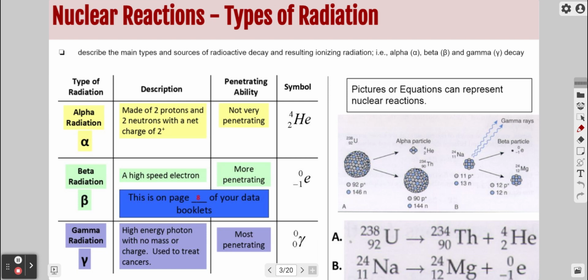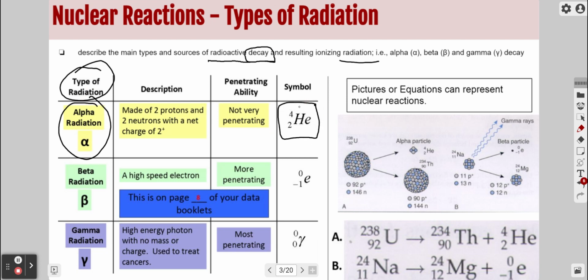So before we start really digging into nuclear reactions, we need to understand the types of radiation that can be produced with radioactive decay. We have three types of radiation that you need to understand and use. We got alpha. There's your little symbol for it. It basically looks like helium. Well, it is helium, and it's not very penetrating. It's actually quite neutral.